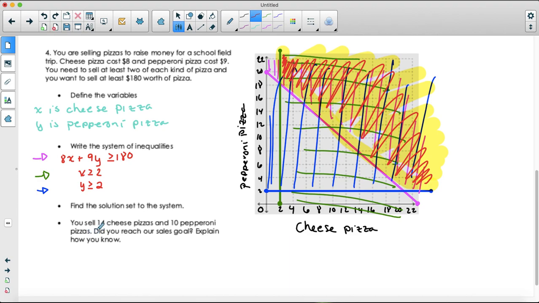So it says you sell 14 cheese pizzas and 10 pepperoni pizzas. Did you reach your sales goal? And explain how you know. So we'll do 14 cheese. Here's 14 cheese and 10 pepperoni. 6, 8, 10. Right here. 14, 10. This is inside the yellow, the highlighted section, so it should work. This answer is a yes because 14, 10 is part of the solution set.